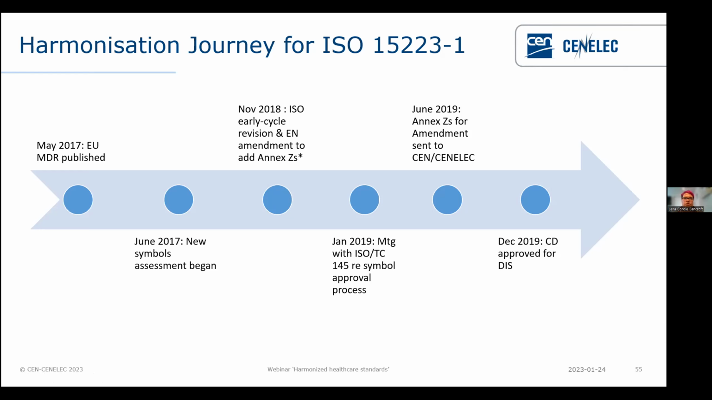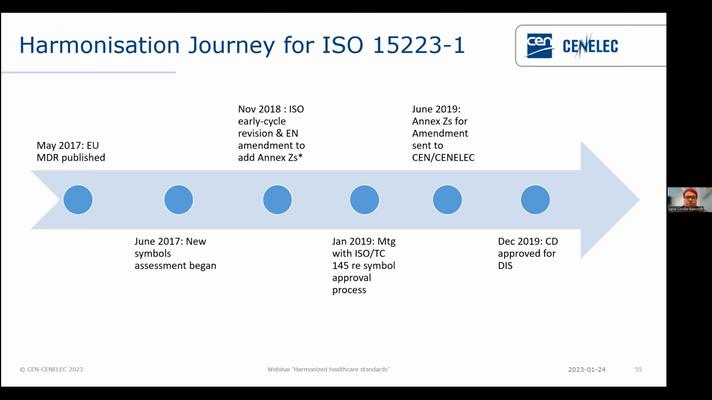By November of 2018, we decided we were going to do an early cycle revision of the ISO standard. ISO 15223 Part 1 had been published in 2016, so this is well ahead of the revision cycle, but we needed to go ahead with that with the new symbols.